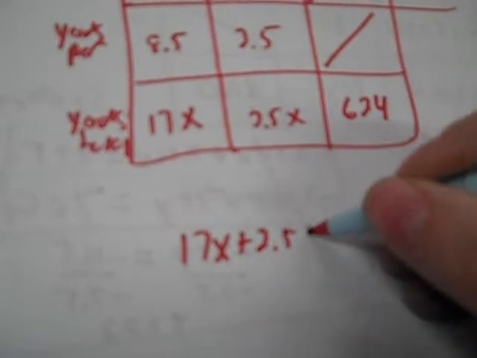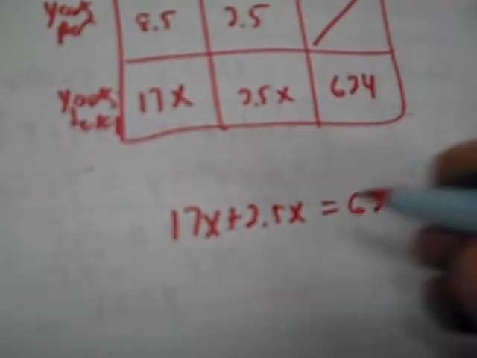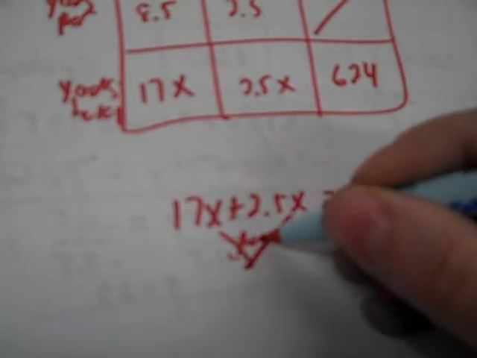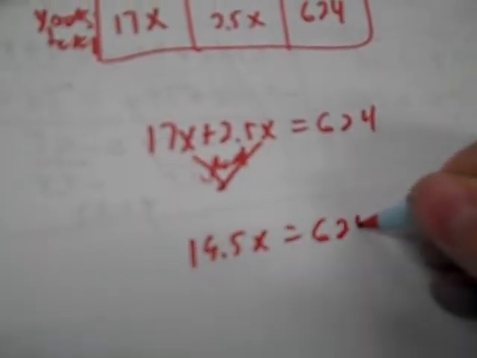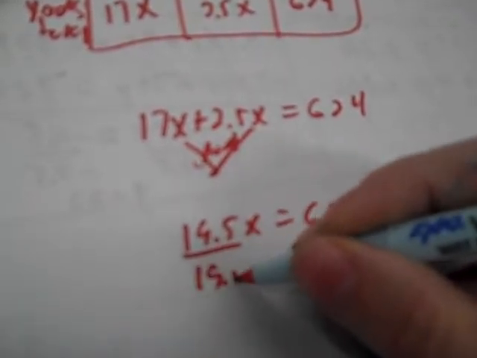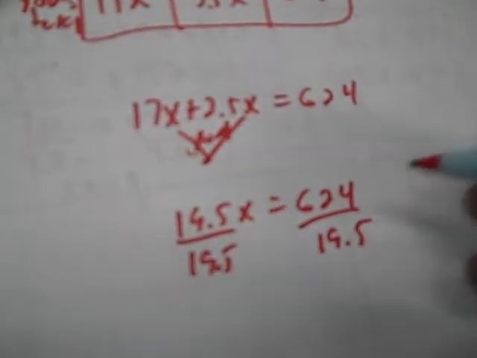You have a straight line equation. 17x plus 2.5x equals 624. You can just add your x's. That would be 19.5x. Then divide both sides by 19.5. Okay, so 624 divided by 19.5, 32. So x is 32. So here's where the x is isolated. That must be the plays ran by Team B, 32.